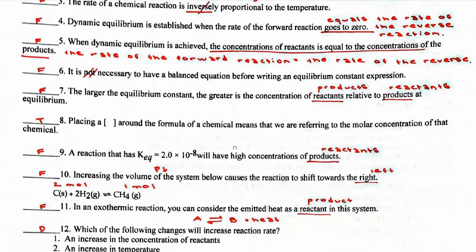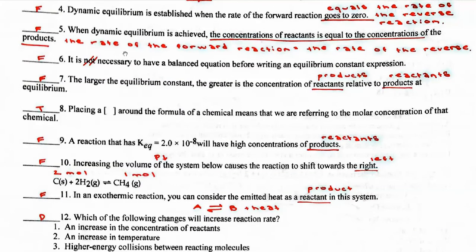5, when dynamic equilibrium is achieved, the rate of the forward reaction equals the rate of the reverse reaction. It has nothing to do with concentration. The concentrations most of the time won't actually be equal. The only time they'll be equal is if your KEQ equals 1. Otherwise, either your products will be favored if your KEQ is greater than 1, or your reactants will be favored if your KEQ is less than 1.